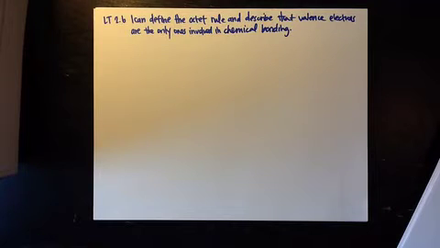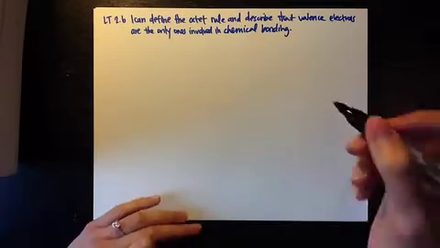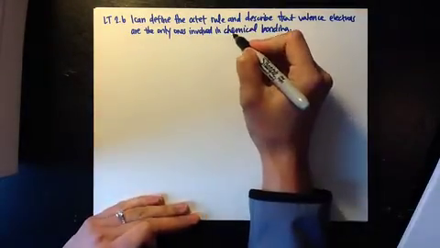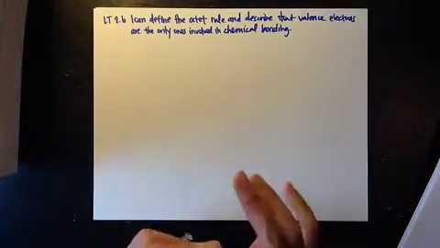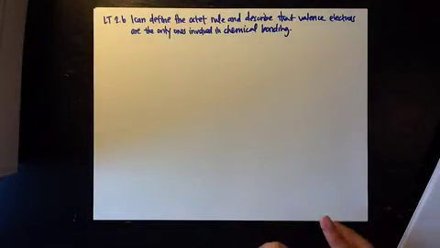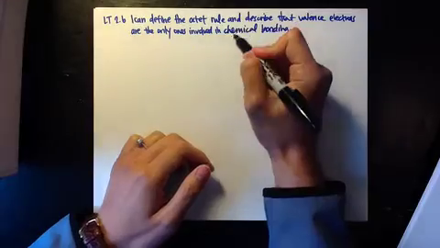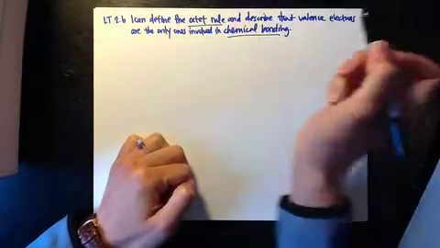Learning target 2.6. I can define the octet rule and describe that valence electrons are the only ones involved in chemical bonding. All right, so a couple of things here. Chemical bonding, right? Two elements, two atoms come together, share a bond, they're happy. Now, let's start with octet rule.